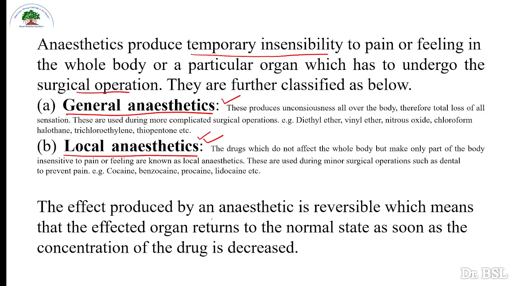The effect produced by anesthetic is reversible. This is very important. Whatever the insensibility produced by the anesthesia is reversible. That means after some time the body regains its normal condition, normalcy. Its sensitivity is regained, which means the affected organ returns to the normal state as soon as the concentration of the drug is decreased in the body or in that organ.